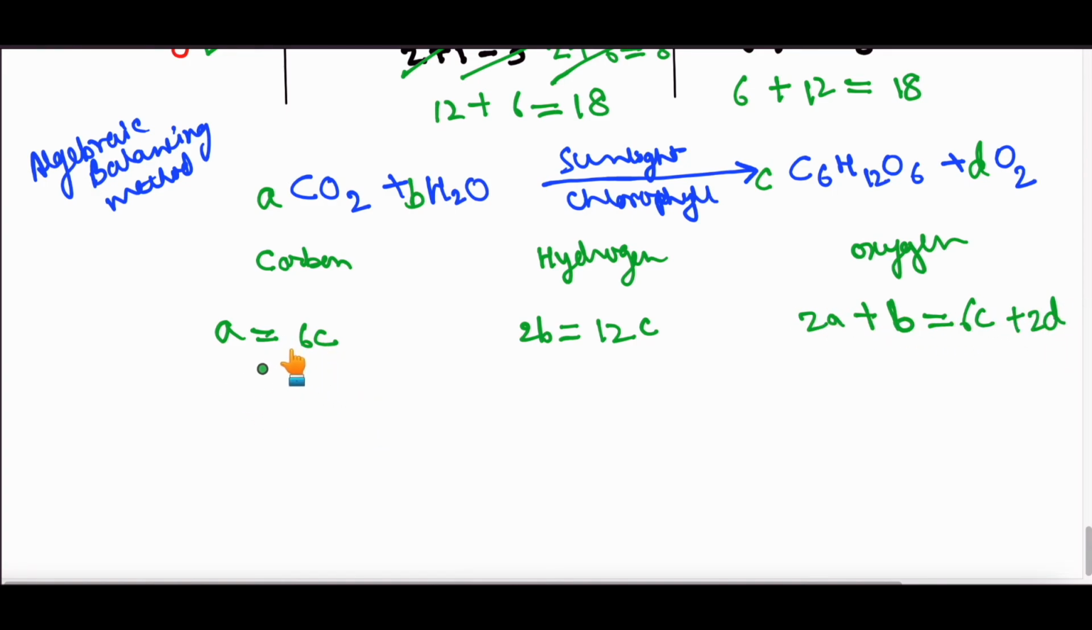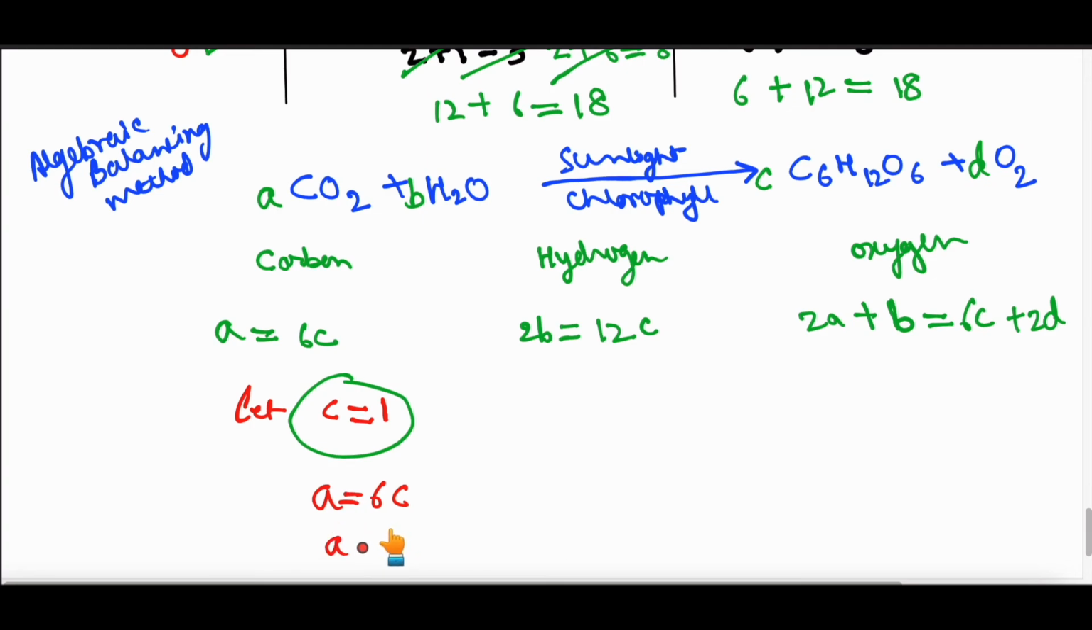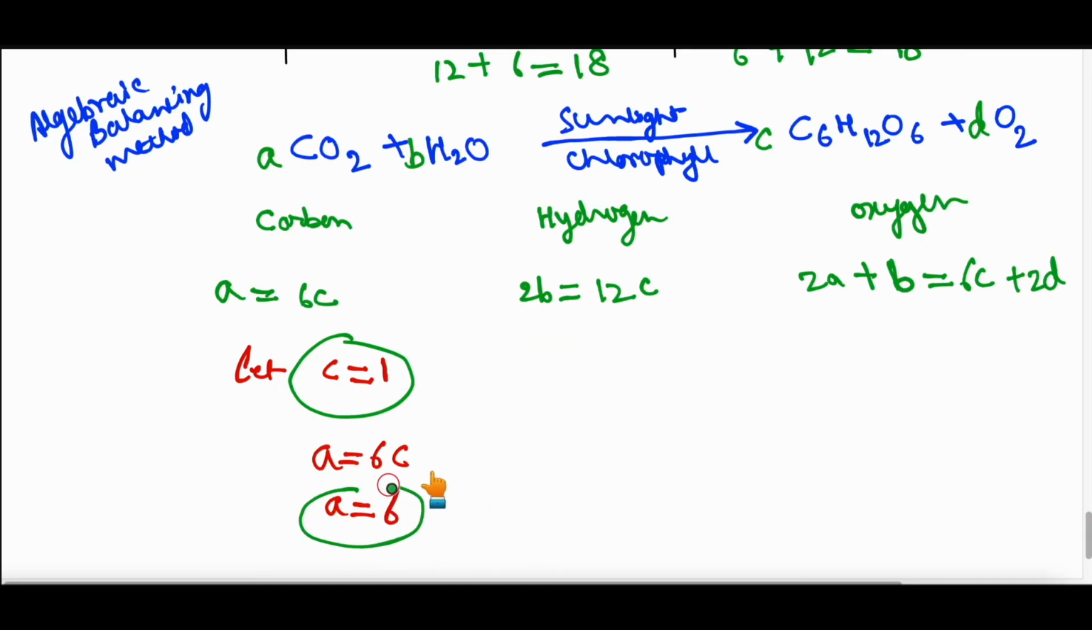As I have already mentioned, we will assume any of the value of the alphabet which is repeated more times to be 1. So here in this chemical equation, C is repeated 3 times. So we will assume C to be 1. So here we have got the value of C as 1. Now putting this value of C as 1 here, we will get the value of A. So here we are given A is equal to 6C. We will put the value of C as 1. So we are getting A is equal to 6 times 1, that is 6. So the value of A is 6.